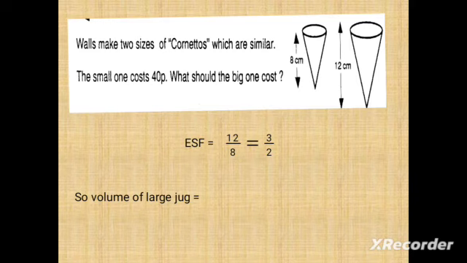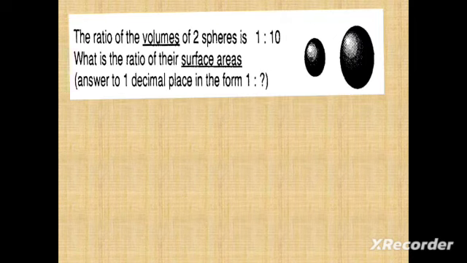So we can get the cost of the large cone. For this case, it will be 3 over 2 cubed times 40. And this will give us an amount equivalent to 135 pounds. The last question: the ratio of the volumes of two spheres is 1 to 10.